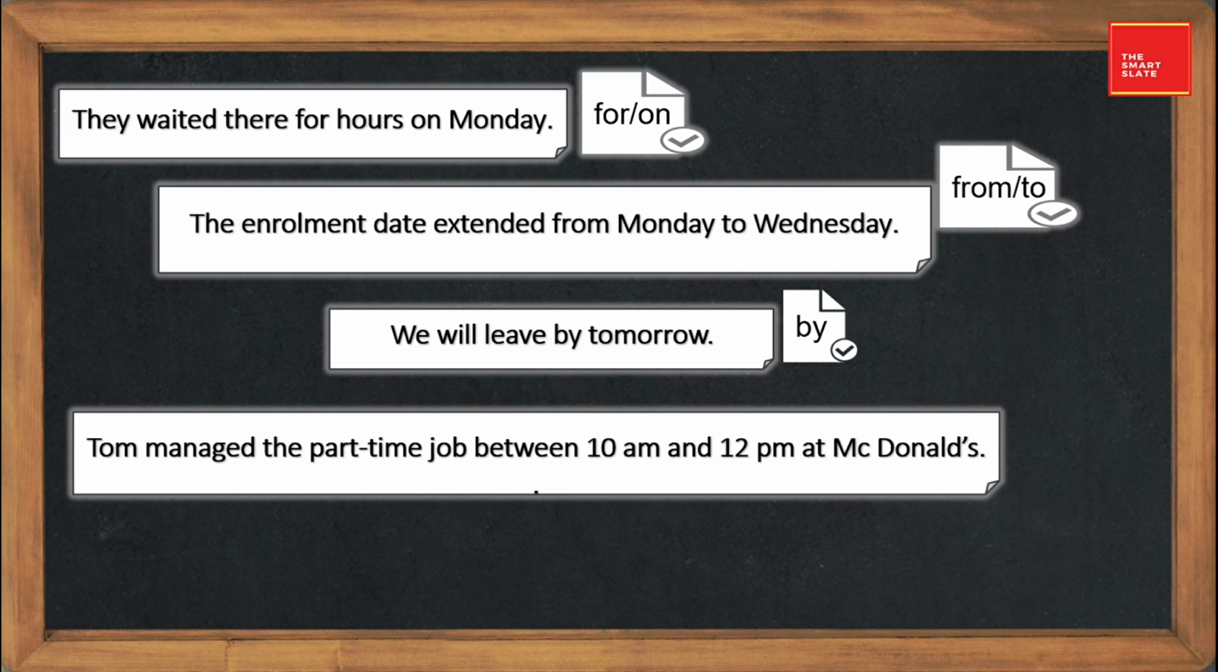Next is, Tom managed the part-time job between 10 a.m. and 12 p.m. at Maggie's. So here the time period, that is 10 a.m. and 12 p.m. So between is usually used to show the time period, like from starting point till an ending point, or between the mid period of something. And at here is the preposition, but it is used to show the place and not time.